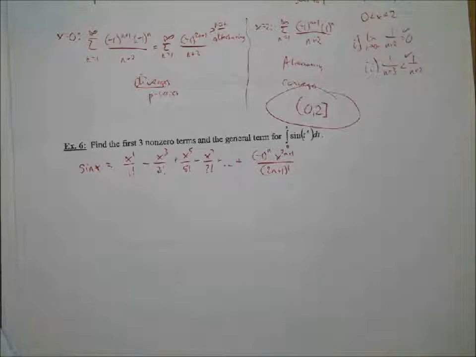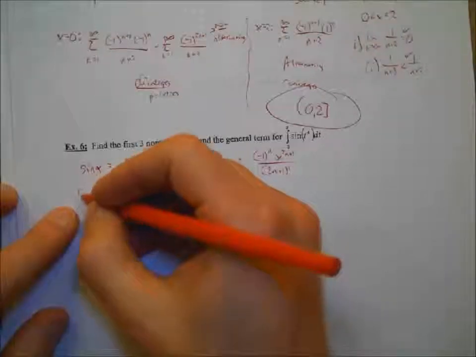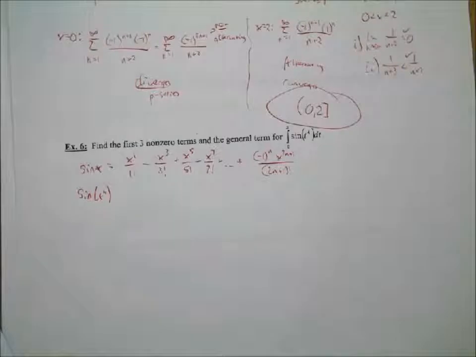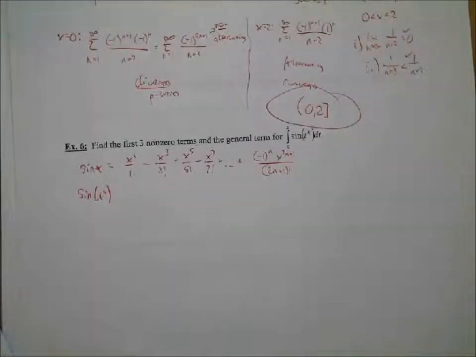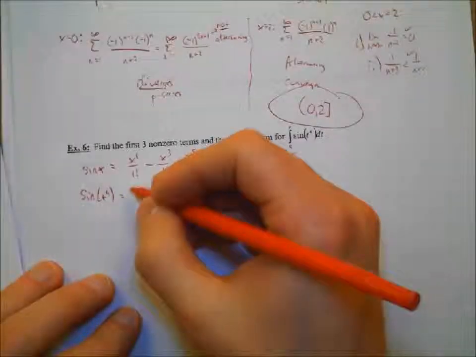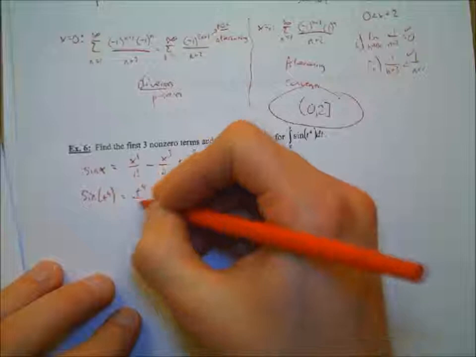And of course, we're not trying to integrate sine of x, though. We need to integrate sine of t to the 4th. So maybe we should identify what sine of t to the 4th is. To find out what sine of t to the 4th is, what do we have to do with this t to the 4th? Into all of the x values, into all the x variables, right? So it becomes t to the 4th over 1 factorial.